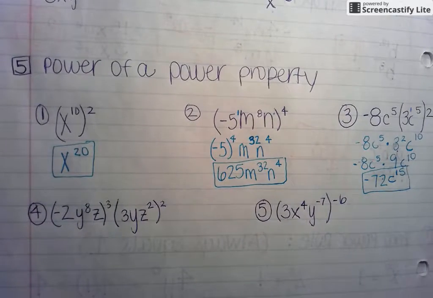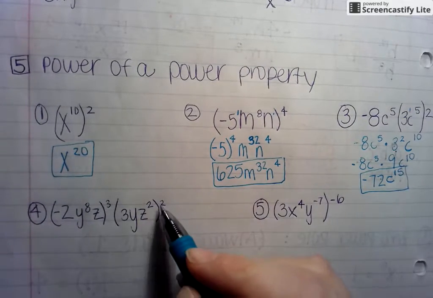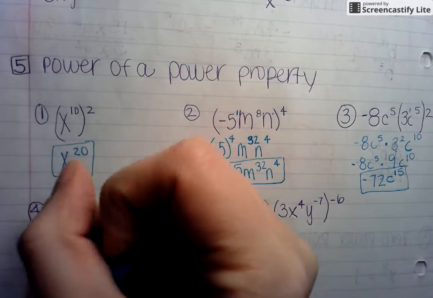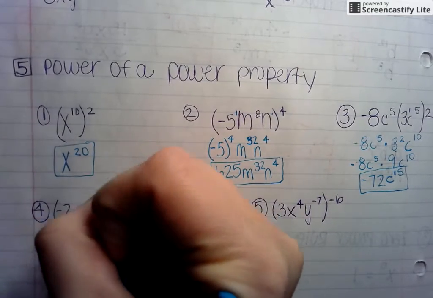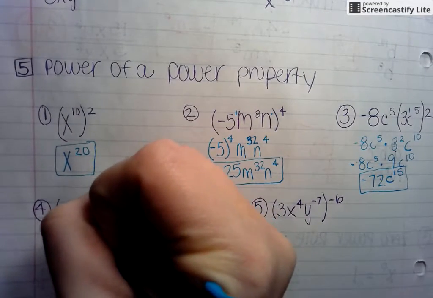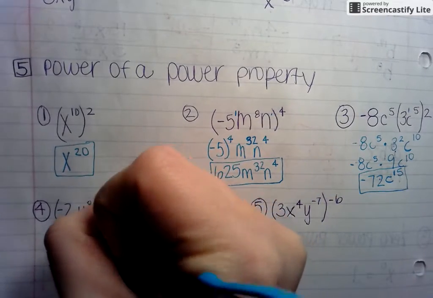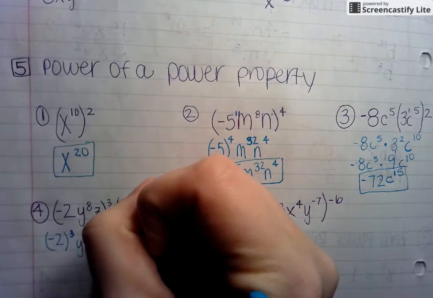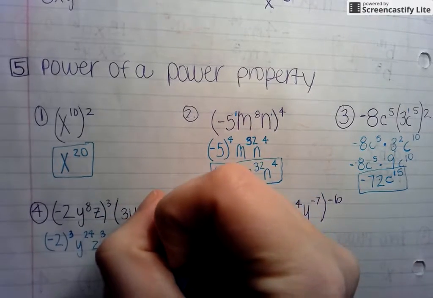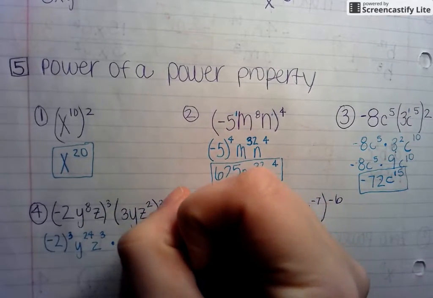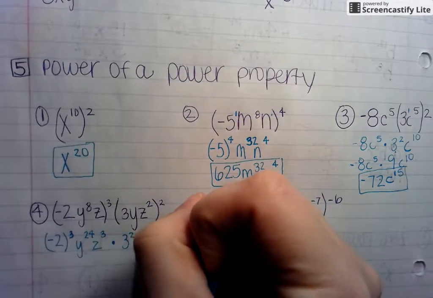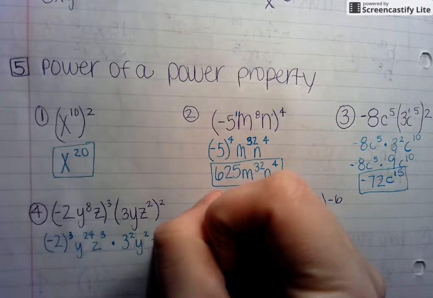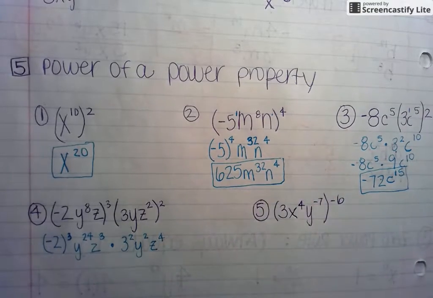Okay, our next one, what I'm going to do is get rid of these exponents on the outside. So I'm going to distribute it. So I have -2, and I'm going to put that in parentheses, to the 3rd power. I have y to the 24th because 8 times 3 is 24, and I have z to the 3rd. Then that's going to be multiplied by 3 squared, y to the 2nd power, and z to the 4th power.